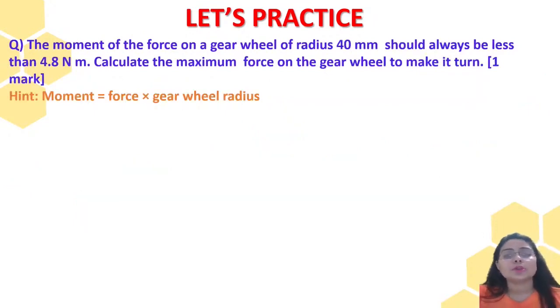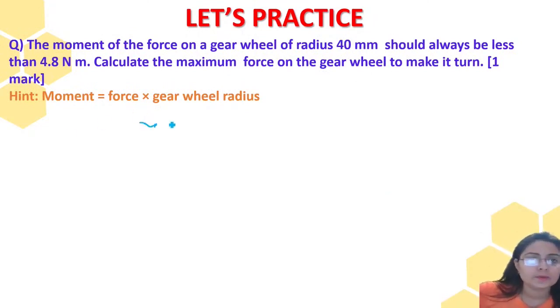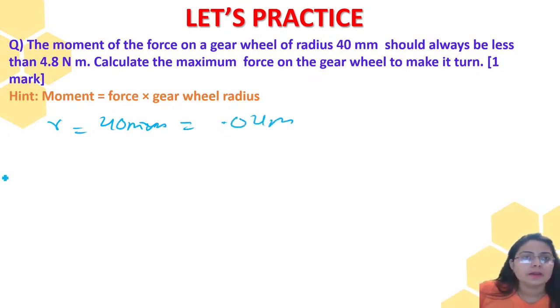The moment of the force on a gear wheel of radius 40 mm. So guys, what do we have right now? We have the radius of a gear wheel, which is 40 mm. So it will be around 0.04 meter. I have changed it into the standard unit, guys. They have given me a moment of force and they have given me the condition that it should not exceed this much value, 4.8 Newton meter.